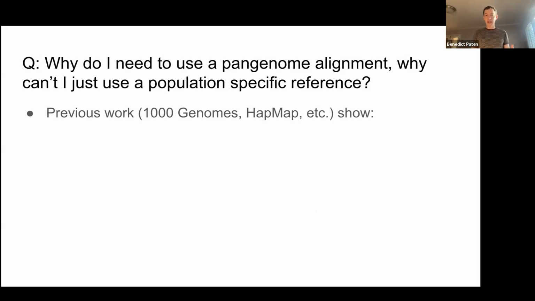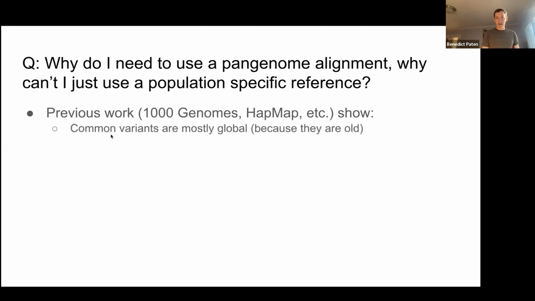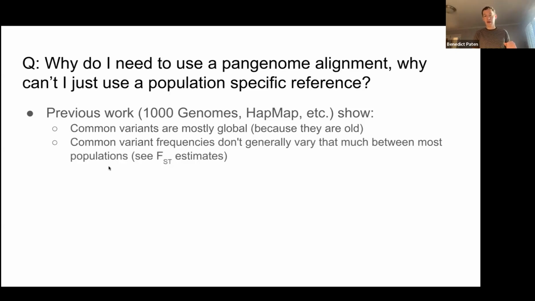And this is based on long-standing genetic observations. So we've known for a long time that most variants that you'll see in a genome are common variants, and they're mostly global. They're shared across all human populations, and they predate all of the divergence of modern human populations, right? Typically being about 1 million years old. And we know that most common variants actually don't vary in their frequency that much between most populations, with some notable exceptions, right? We can do this using things like FST estimates. They tell us how much variant frequencies vary between populations, and we know that mostly they don't vary that much.